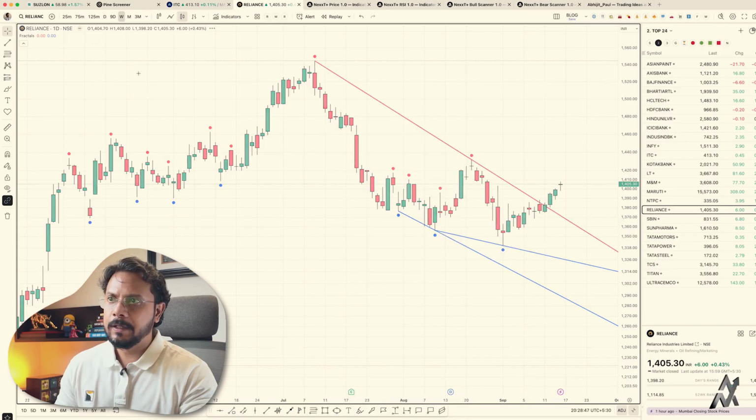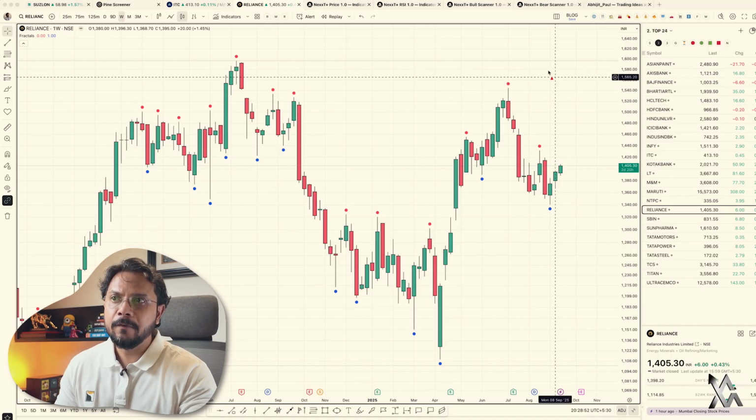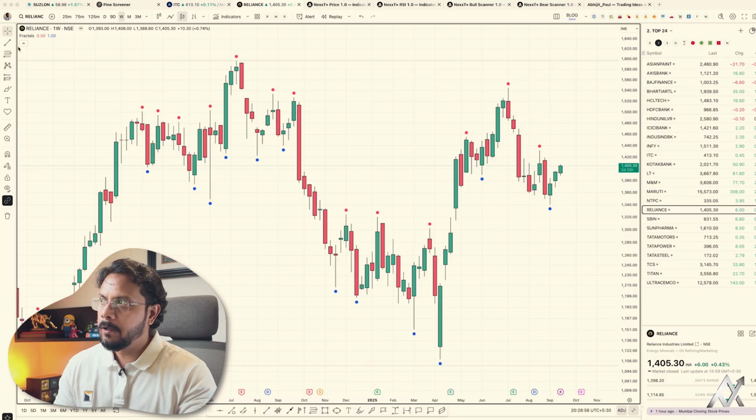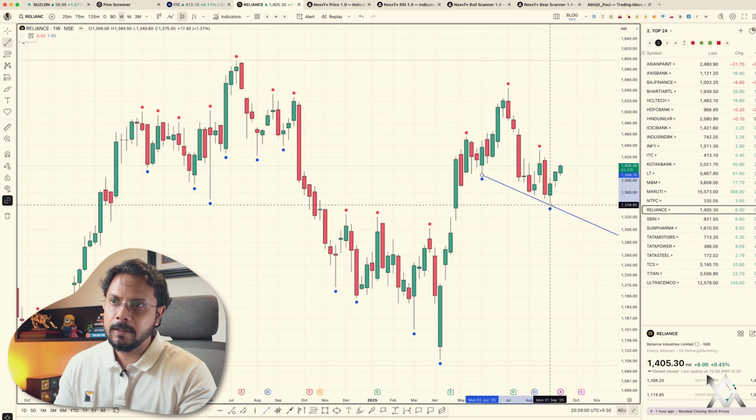Now when I go to the weekly, the lines will not be there. Now when I go to the weekly, I will have weekly fractal highs and lows, isn't it? And from here also I can draw a couple of them, couple of very clear relevant one is this.